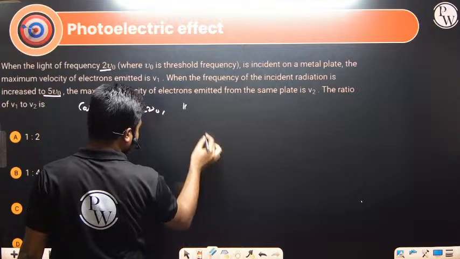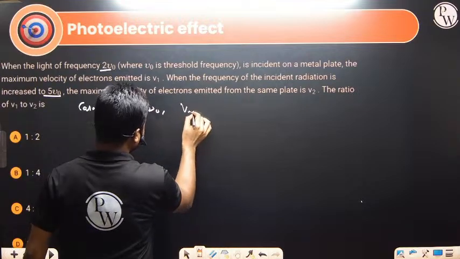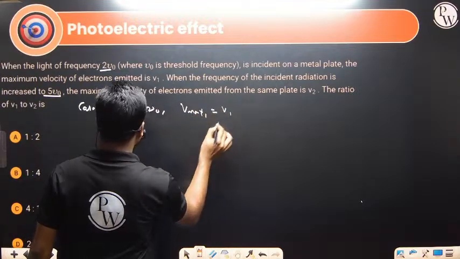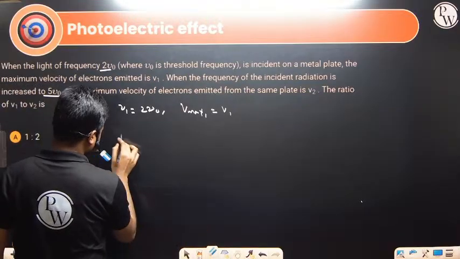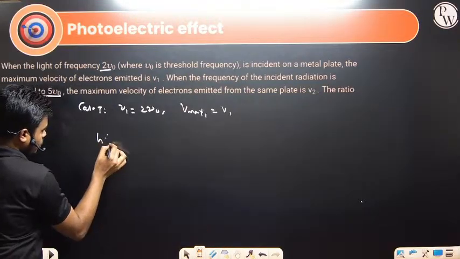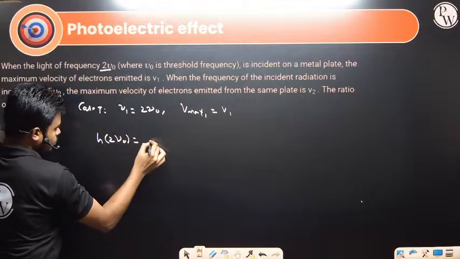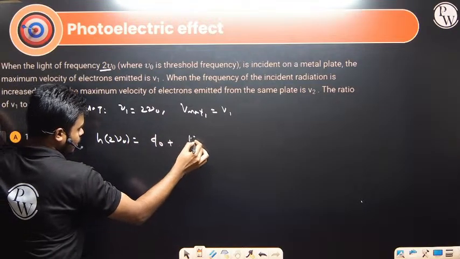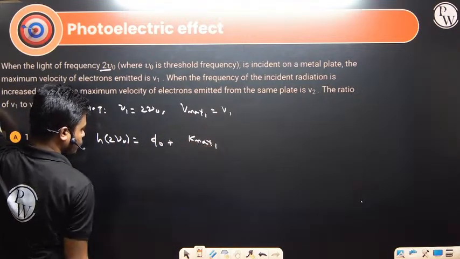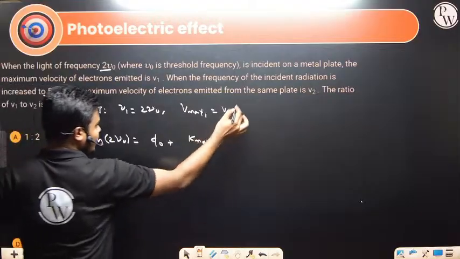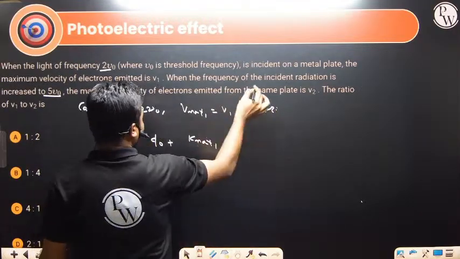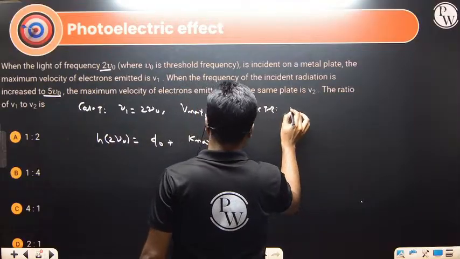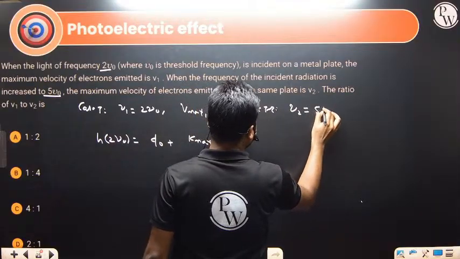So v max, in this case, is v max 1, that is v1. So I'll write h into mu1, which is h into 2 mu naught, is equal to phi naught plus k max 1. Okay, phi naught plus k max 1. What is case 2 of the question over here? When the frequency of the incident radiation is 5 mu naught. So what is the frequency now? The frequency is now 5 mu naught.